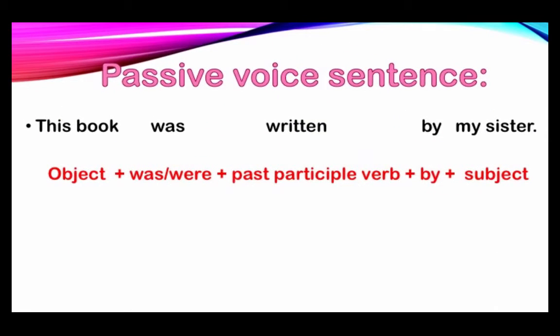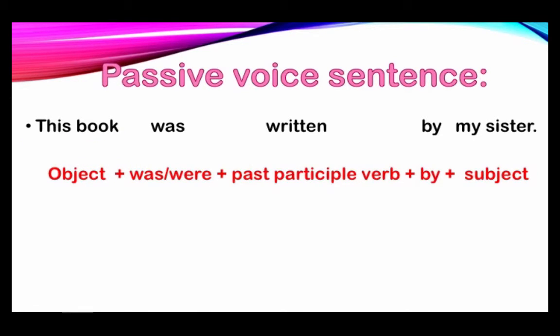This book was written by my sister. This book is the object, was or were. Written is the past participle of the verb. By my sister is the subject. In this second sentence, we're using passive voice and the emphasis is on this book. The most important fact is that the book was written.